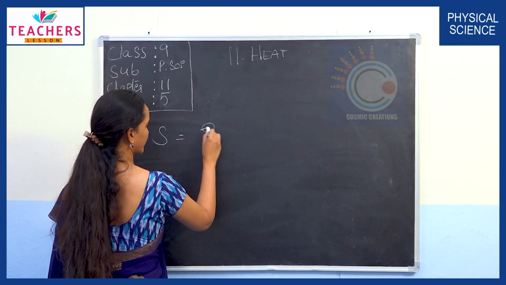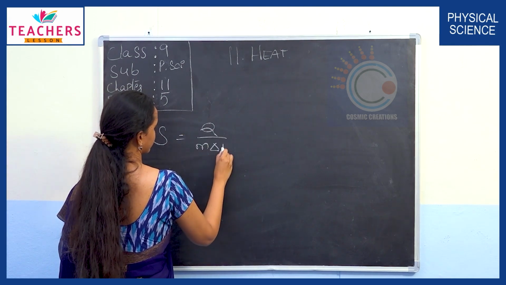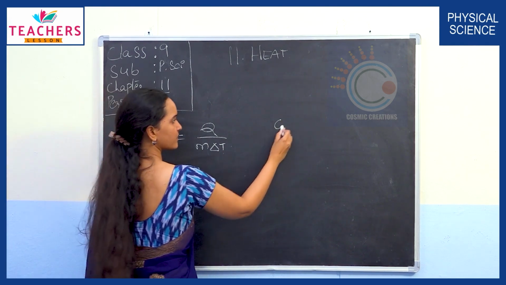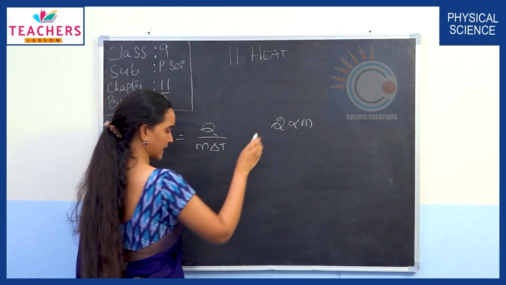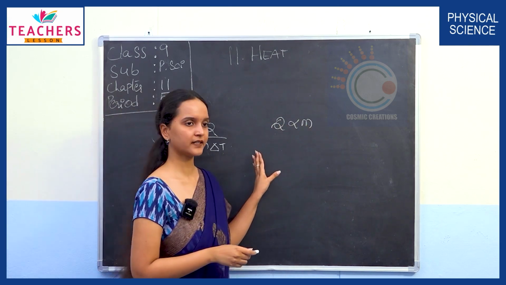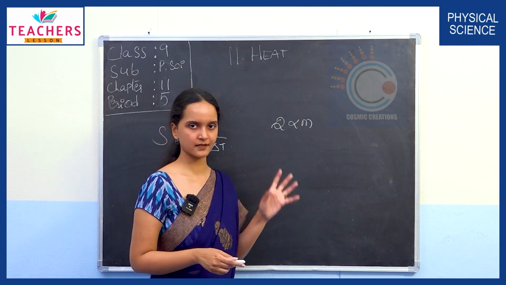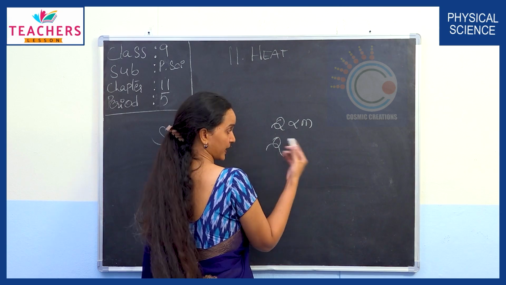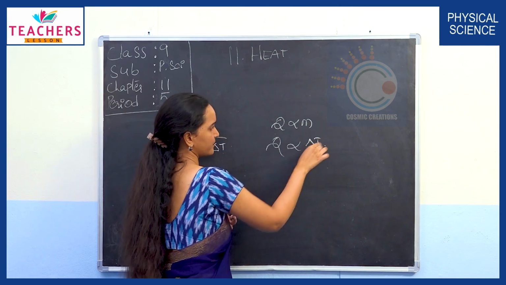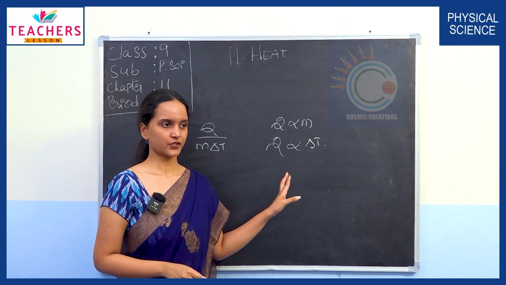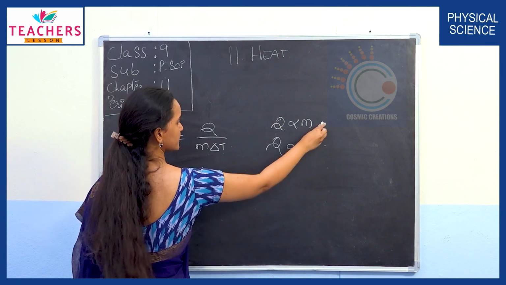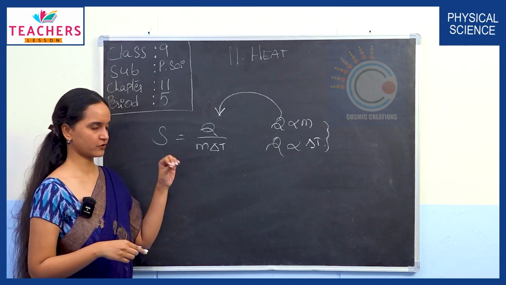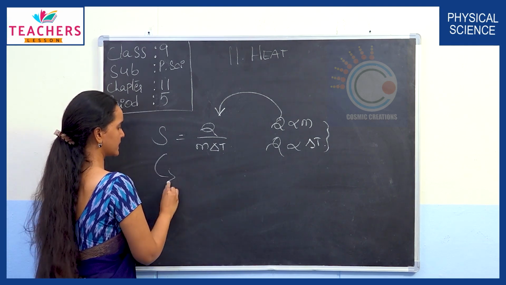S equals Q by M delta T. S is the specific heat. How did we derive this? Q is proportional to M. That means the amount of heat required is directly proportional to mass. And the amount of heat energy supplied is directly proportional to the change in the temperature. Correct? So from this we have derived this equation where S is the proportionality constant, which is called specific heat.